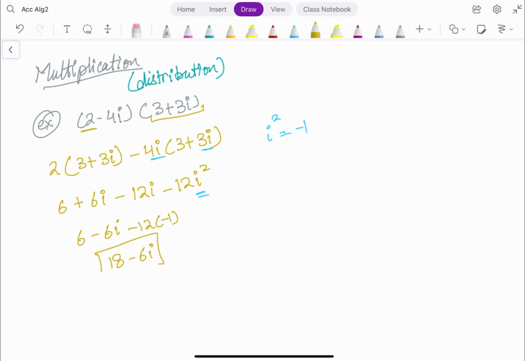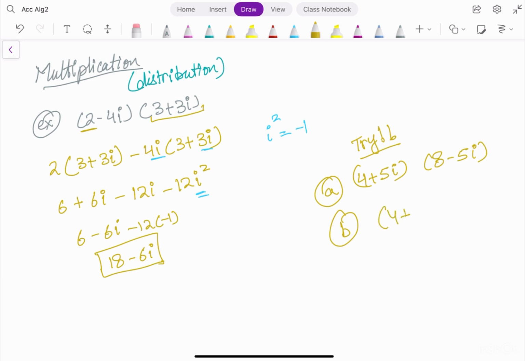You are just writing it down. So it is 18 minus 6i, which is nothing but the standard form of the complex number. 18 is the real part and 6i is the imaginary part. Please try this question. I'm writing 2 questions. Give it a try. For the second one, use the property of a plus b whole squared.